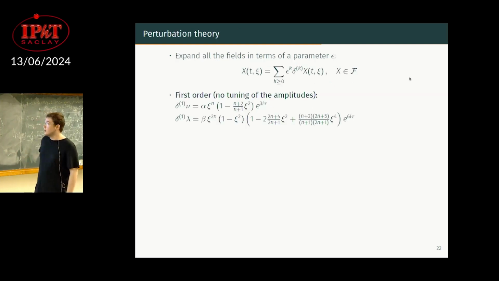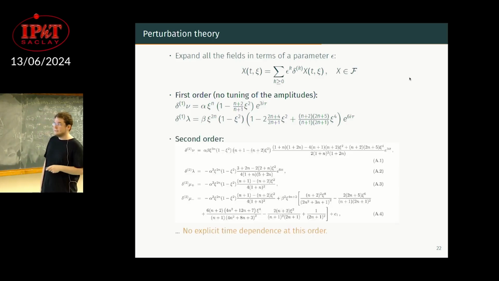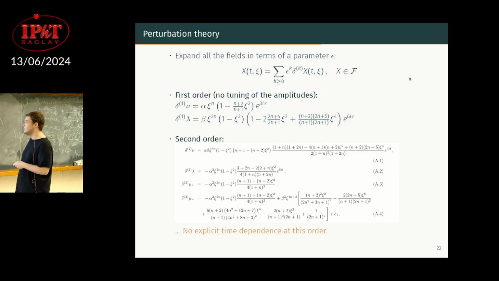All right, so let's talk a bit about how to do the perturbation theory. We expand all the fields in powers of a bookkeeping parameter epsilon. At first order, we fix the fields nu and lambda to have those values. So I take the frequency to be 3 at first order and 6 for lambda, and the perturbations look like this. Now I go to second order, and as I was saying, this is still very simple. There is no explicit time dependence beside the exponential 3it and exponential 6it here. This is only for the scalars, but it works exactly the same way for the gauge fields and for the metric functions. And so everything here is still simple.